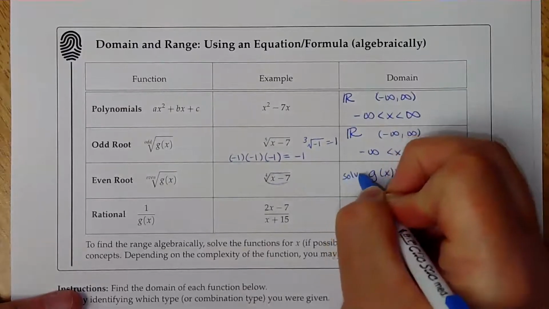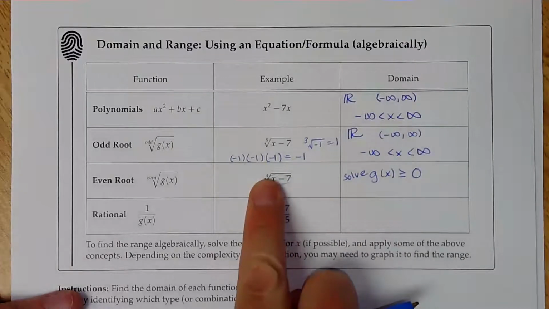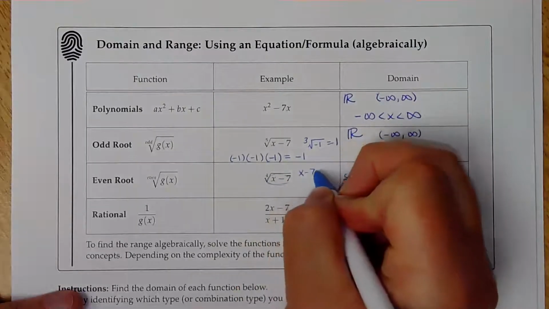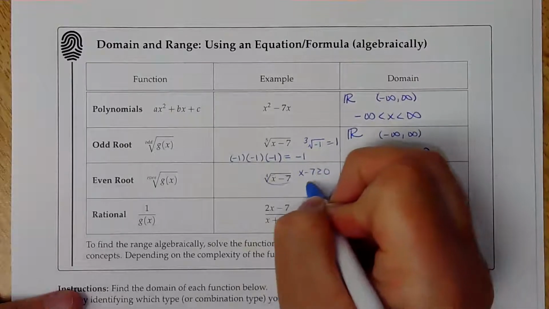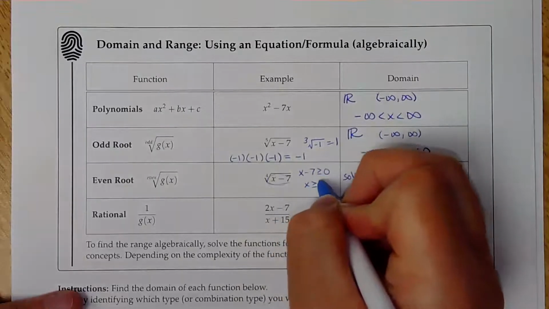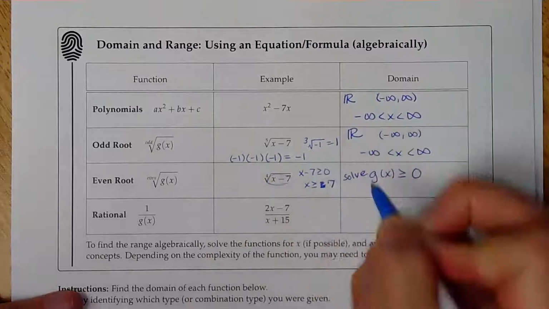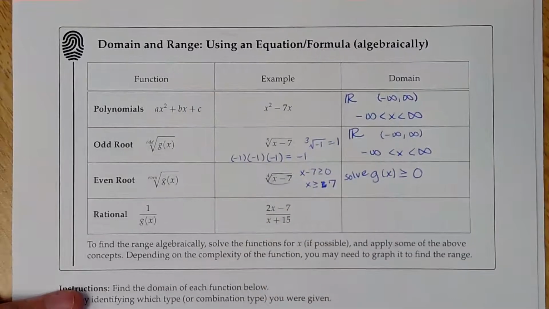So you need whatever is here to be greater than or equal to 0, and you want to solve that. Okay, so if I was looking at this one, the 4 tells me it's an even root. We have x minus 7 greater than or equal to 0, so x is greater than or equal to 7 here. Okay, so I'd add that 7 to the other side.